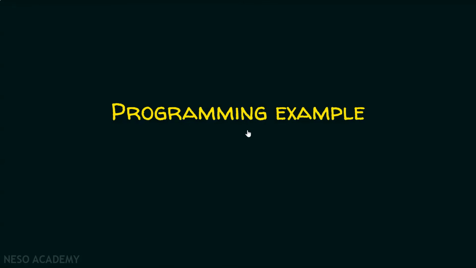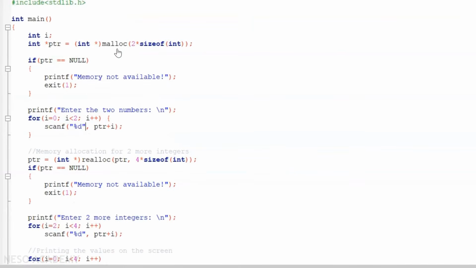Now, let's consider one programming example in order to cement this concept. Here you can see that we have a malloc function. This malloc function is allocating 8 bytes of memory. You can see this is 2 into size of integer. Again, the assumption is size of integer is 4 bytes, so total bytes allocated by this malloc is 8 bytes on the heap memory. This malloc function will also return the address of the first byte of the memory, which will get stored within this ptr pointer. We should check this also. If ptr is equal to null, then memory is not available, and we should exit from the program with exit failure status. Otherwise, we can continue.